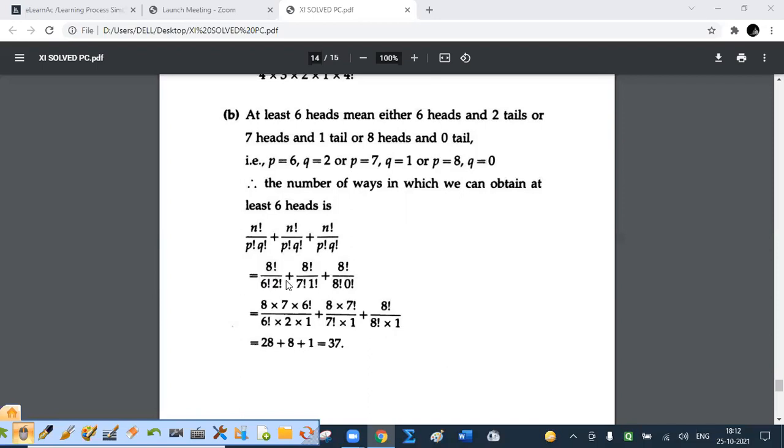addition, because when we say there are exactly 6 heads, how can there be exactly 7 heads? So either 6 or 7 or 8, or means addition, plus 8 factorial upon 7 factorial into 1 factorial, plus 8 factorial upon 8 factorial into 0 factorial. So if you simplify, you get 37. So 37 is the answer.